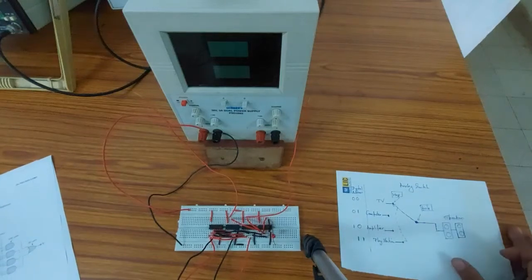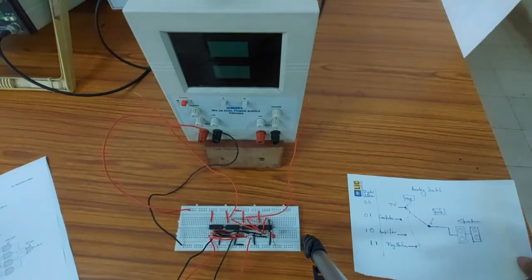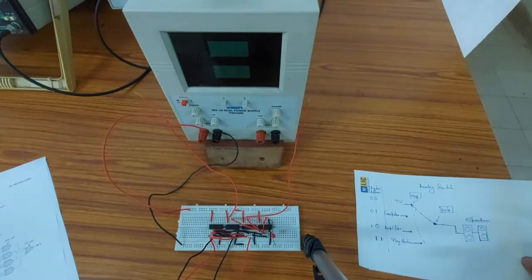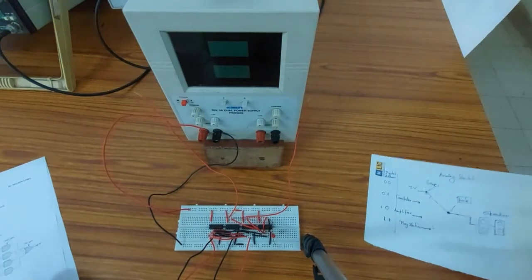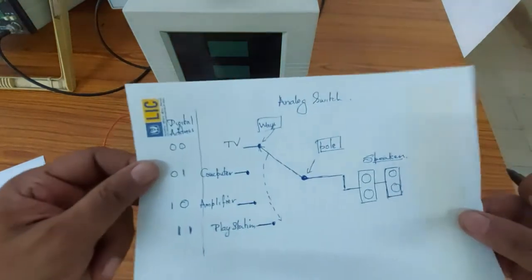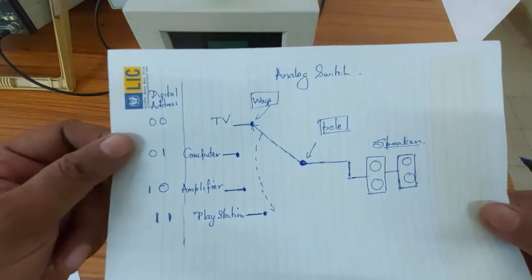Hello students, today is the last experiment which we'll be doing, that is digital multiplexer. Now what is a multiplexer? A multiplexer is a switch. This is the circuit diagram for an analog switch.